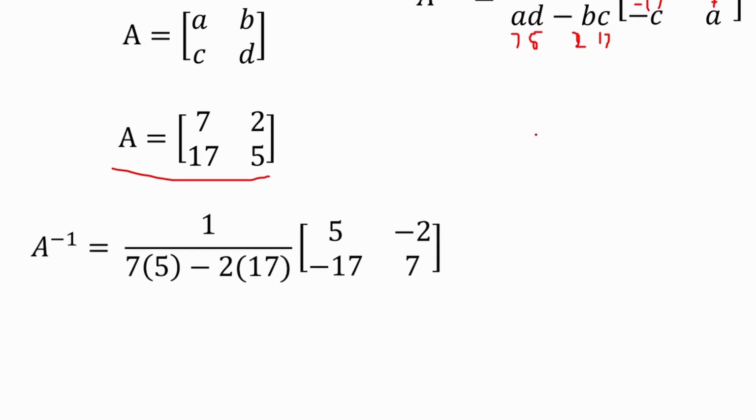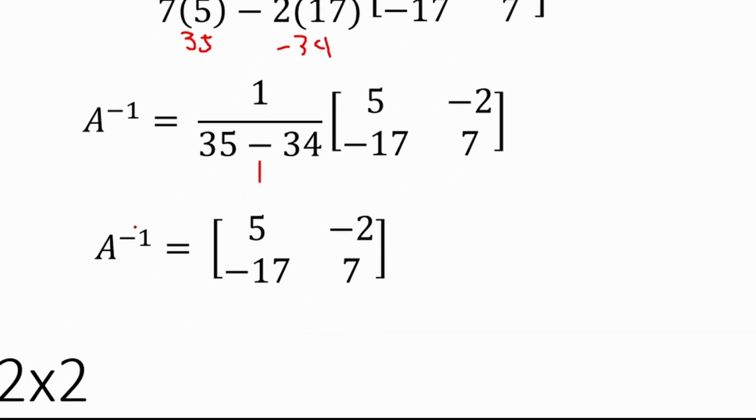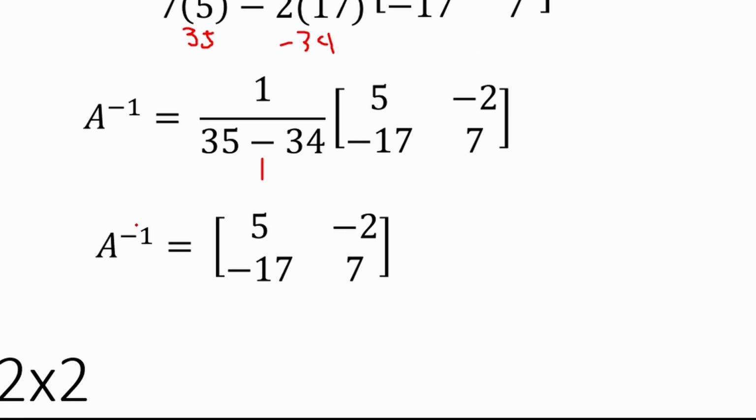And I will show you the visualization like this. It will make it easier. 7 times 5 is 35, and negative 2 times 17 is negative 34. It will be like this, and then this will be 1. That's the result of the inverse of matrix A.